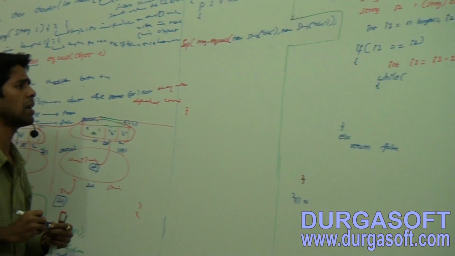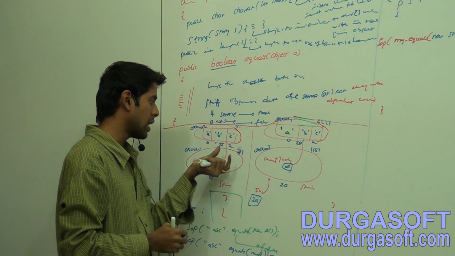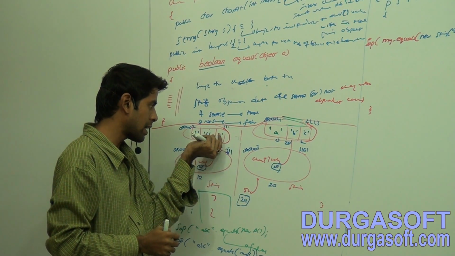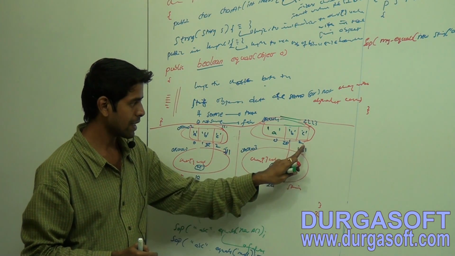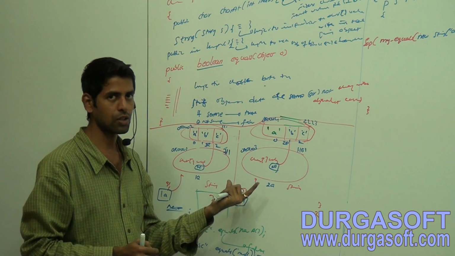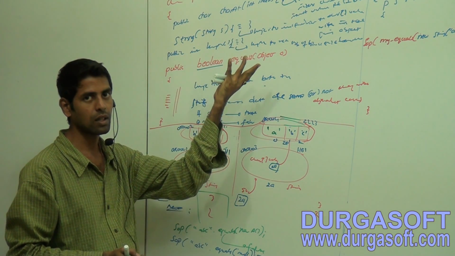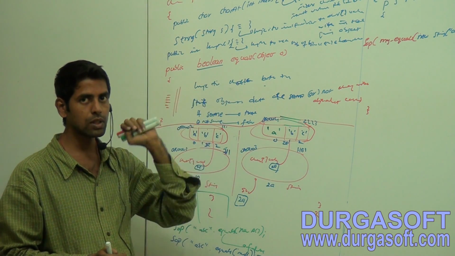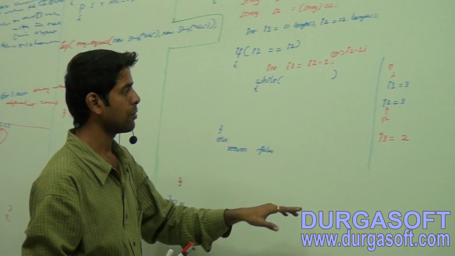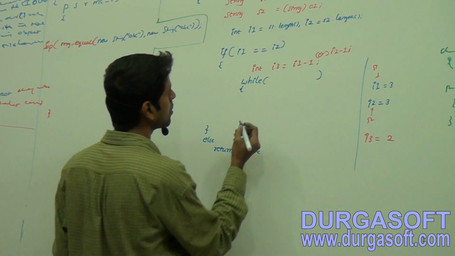Now observe this part carefully, friends. I want to take the second index character of this string s1 and the second index character of string s2. How to take that? Simple, use the charAt method, and you have to pass the index value as what? 2. With whom is 2 available in memory? With i3.